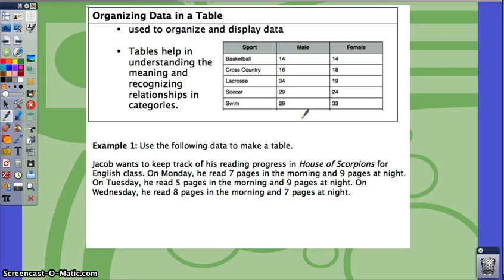Jacob wants to keep track of his reading progress in House of Scorpions for English class. On Monday, he read 7 pages in the morning and 9 pages at night. On Tuesday, he read 5 pages in the morning and 9 pages at night. And on Wednesday, he read 8 pages in the morning and 7 pages at night.